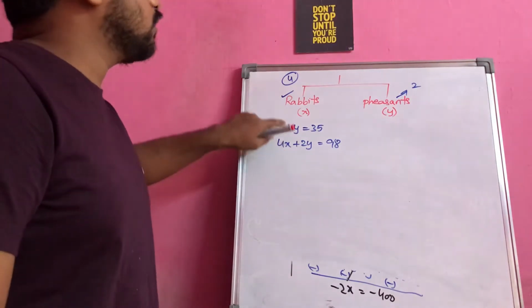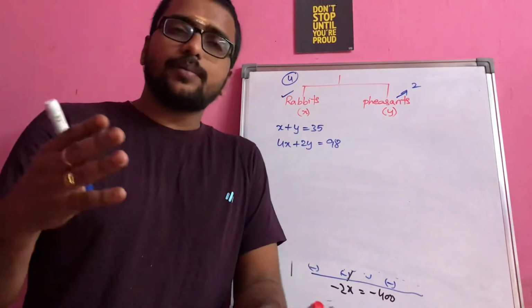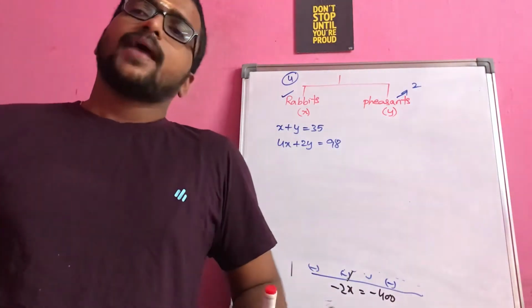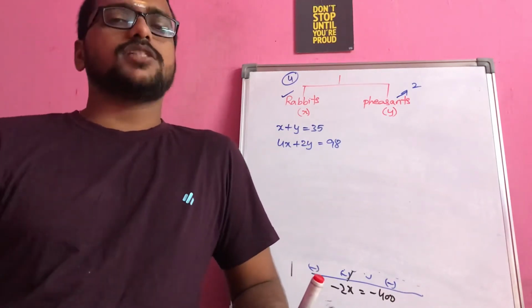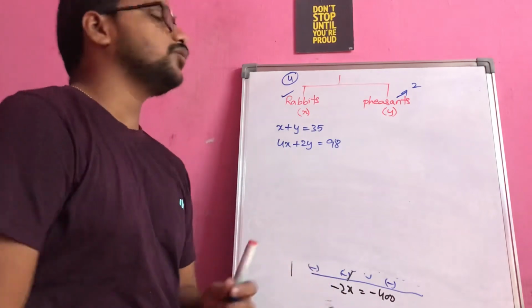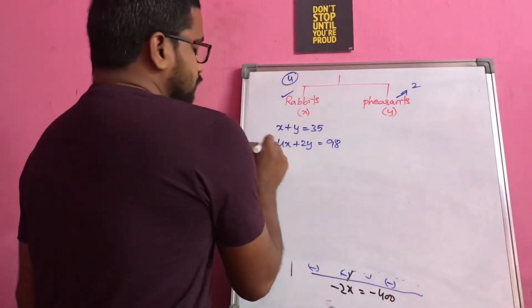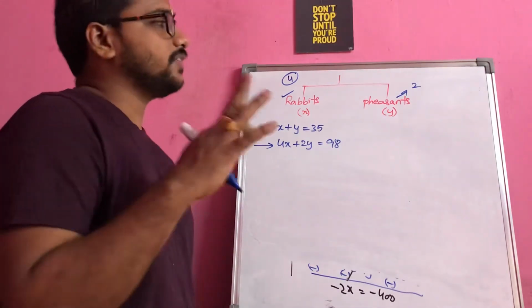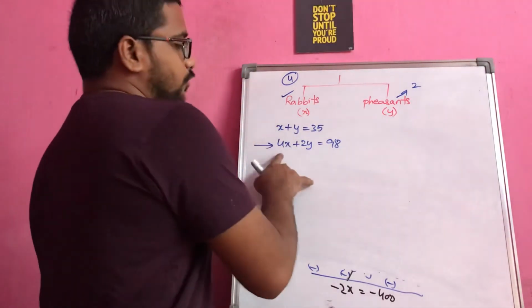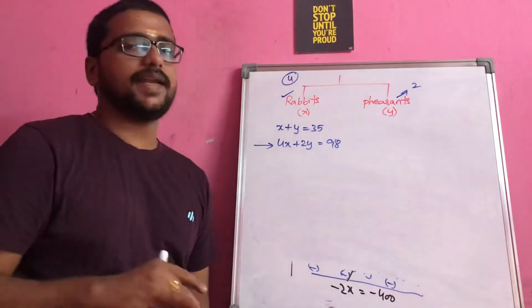Why? Because see, for example, if I am having 4 people with me, I can say that 8 legs are there. How am I getting 8 legs? Because each person is having 2 legs. 4 into 2 is 8. So this is 4x plus 2y, because rabbit will have 4 legs and pheasants will have 2 legs. That's how 4x plus 2y is equal to 98.